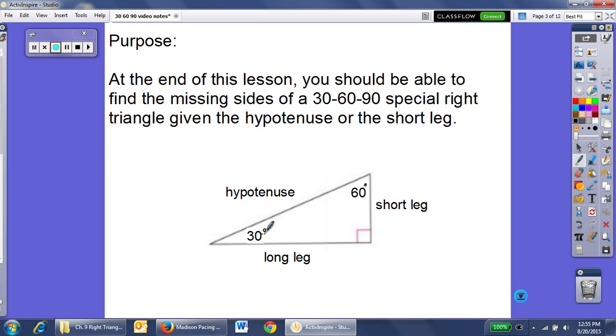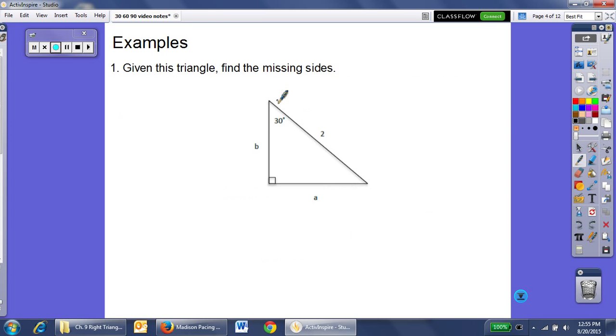The side that's opposite the 30 degrees is called the short leg because it's the shortest leg of the triangle. Opposite the 60 degrees is the long leg. You can always find where the short leg and long leg are by looking directly opposite of them. The hypotenuse is always opposite of the right angle. Okay, so let's try some examples.